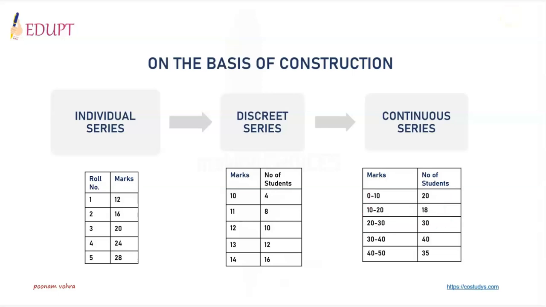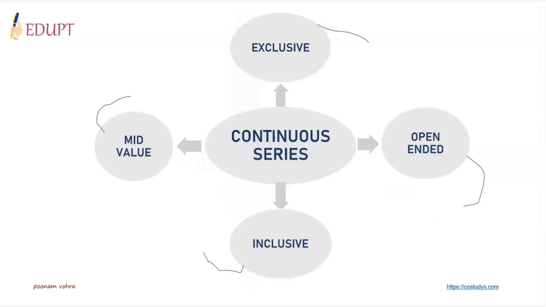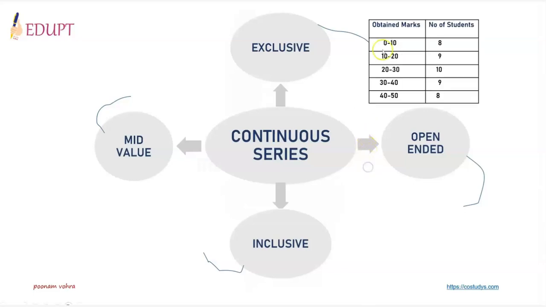So one can organize the data in individual, discrete, or continuous series depending upon the type of information available. Focusing on continuous series, it can either be exclusive series, inclusive series, mid-value series, or open-ended series. For exclusive series, the information is in the class interval and frequencies. In this case, the upper limit of one class interval is the lower limit of the next class interval.